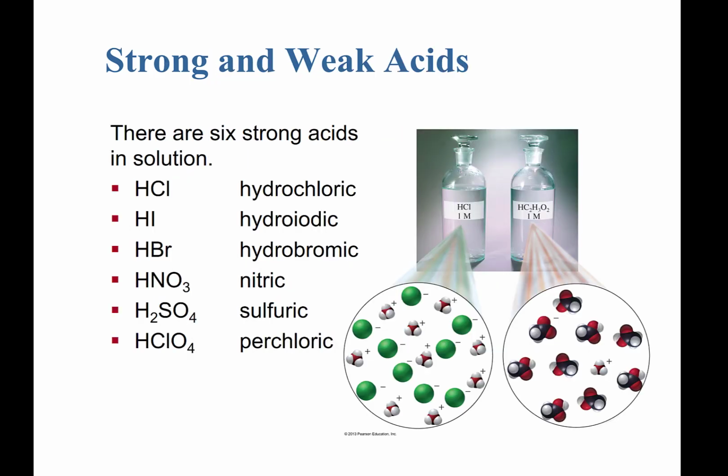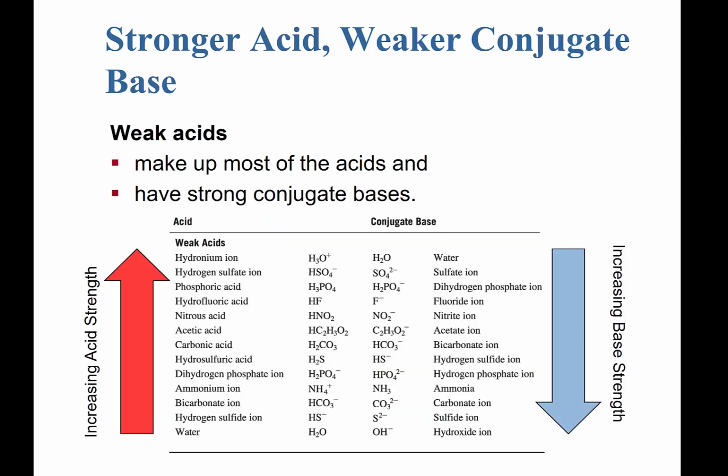All right, now you're going to have to memorize the 6 strong acids. They're HCl, HI, HBr. Those are all from column 7, the Cl, the Br, the I. Then we have HNO3, which is nitric, H2SO4, which is sulfuric, and HClO4, which is perchloric. Now, those are the only 6 strong acids. Everything else is weak. So that means since there's only 6 strong acids, most of the things are weak.